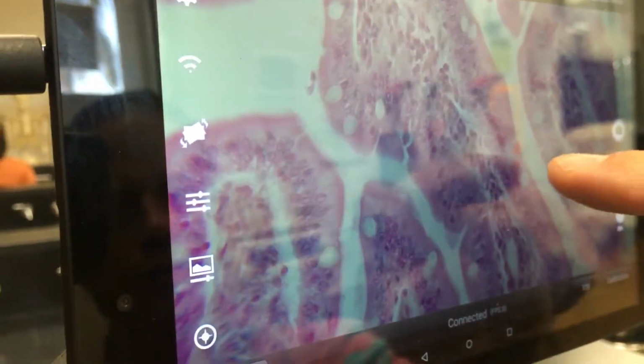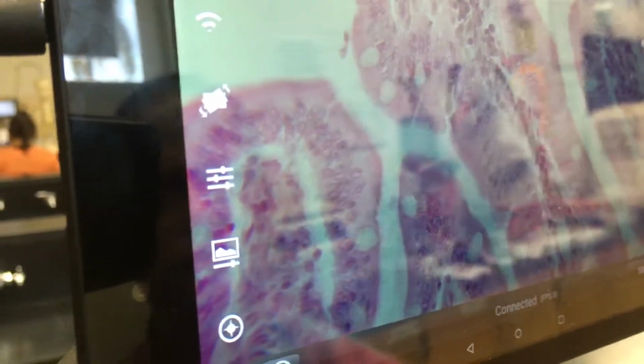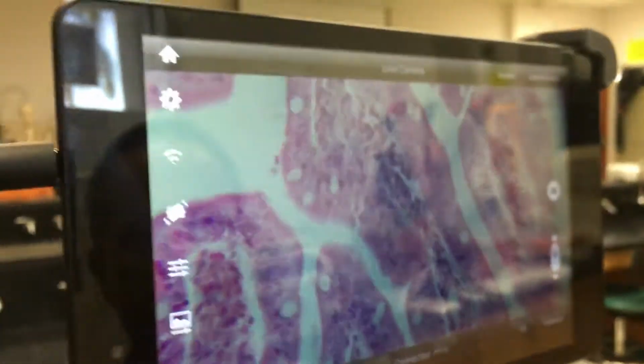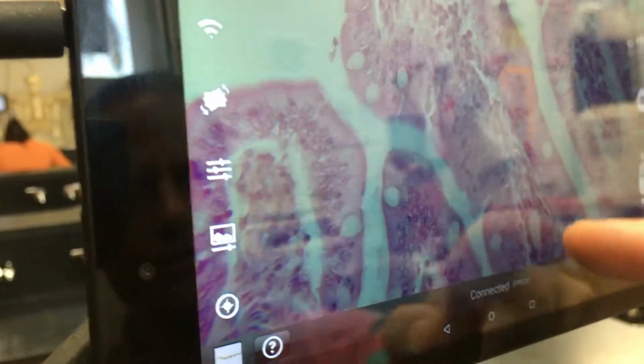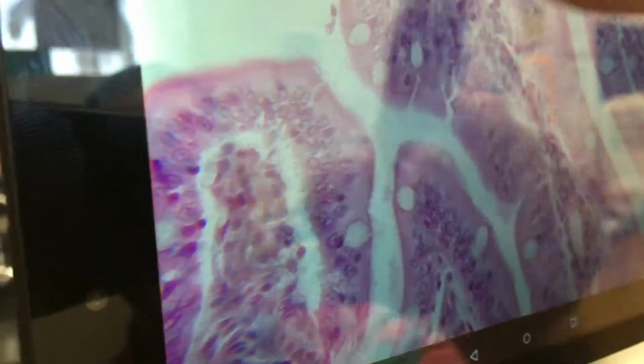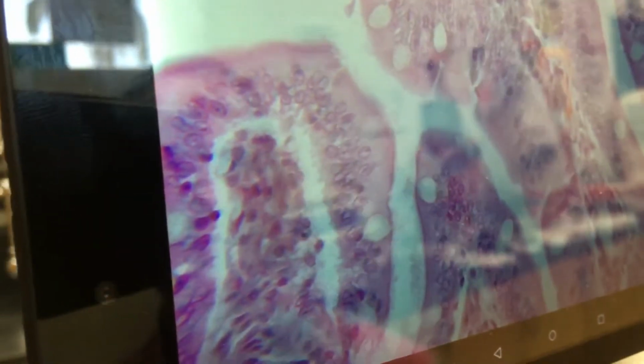What are the big white circles right there? Goblet cells. Goblet cells. And what are they full of? Snot. Snot. Okay. And what is this stuff inside the epithelial tissue? That's the connective tissue, right? So epithelial tissue is always on top of connective tissue. Okay. Right. So anyway, we're supposed to be looking at muscle.